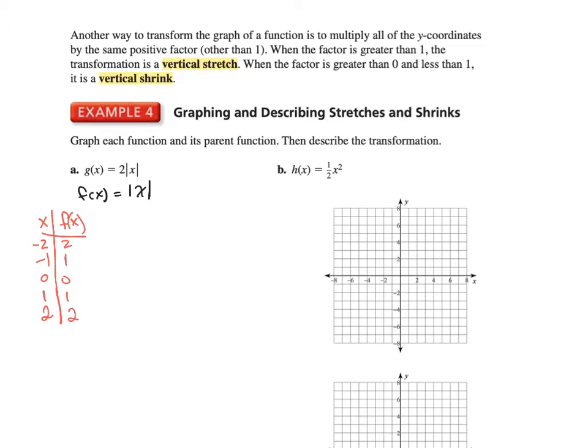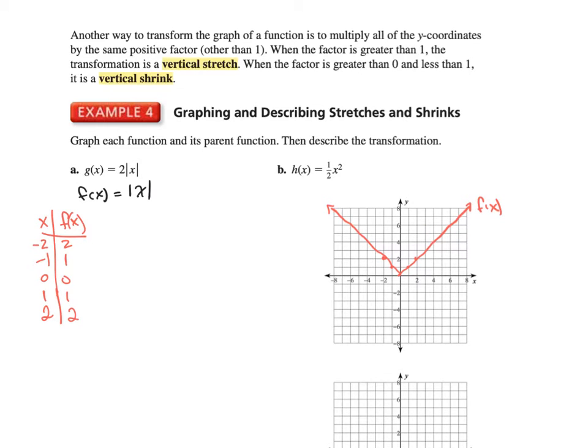So we'll graph these. So -2, 2, -1, 1, 0, 0, 1, 1, 2, 2. So you notice the slope on the right-hand side is +1, and the slope on the left-hand side is -1. This is the absolute value parent function, and we're going to call this one f of x. So let's graph g of x.